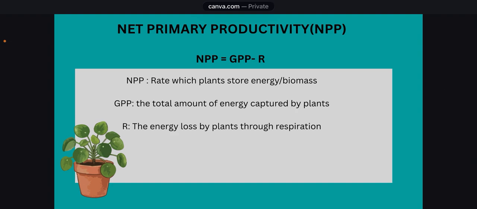The GPP in this case is the total amount of energy captured by plants. So I like to think of this as the wage you first get that is not subtracted by taxes. And we have R, which is respiration, the energy lost by plants through their cellular respiration. I like to think of this as the tax, the amount the tax is taking away from the pay.